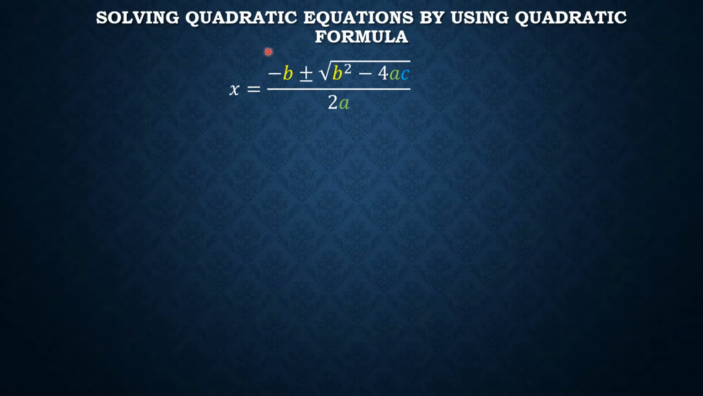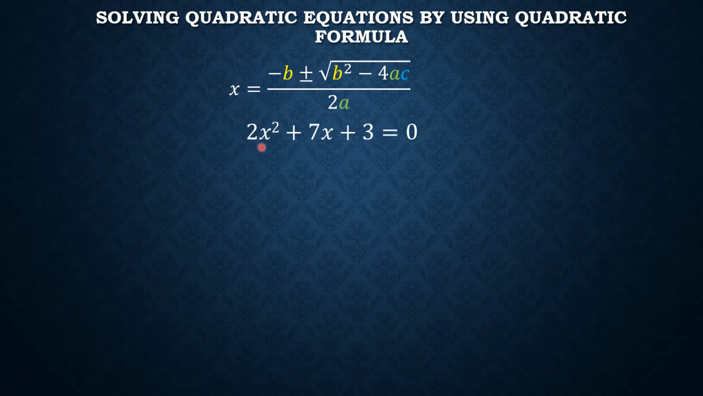So, ano nga ba yung formula, yung quadratic formula? The quadratic formula is given by x is equal to negative b plus or minus the square root of b squared minus 4ac, all over 2a. This formula is derived by using completing the square.